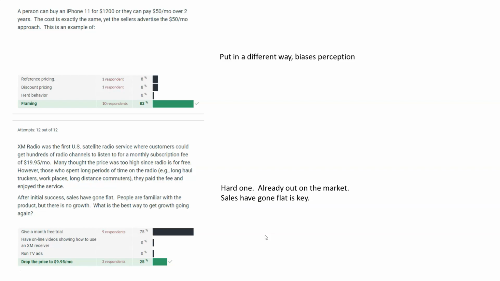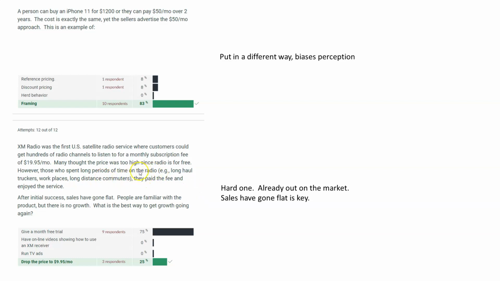It was $19.95 a month. A lot of people didn't like it because they thought since radio is for free, why are you charging me so much? So again, when you start looking at these questions, think about some keywords or what are important statements. And the statement here is it's too high since radio is for free, which pretty much means that people are familiar with radio.